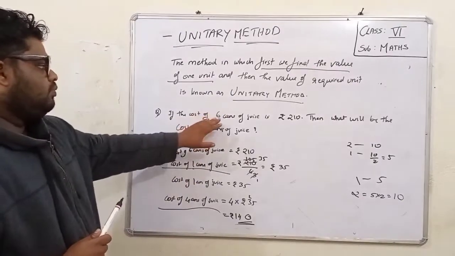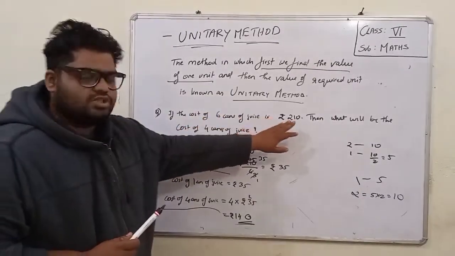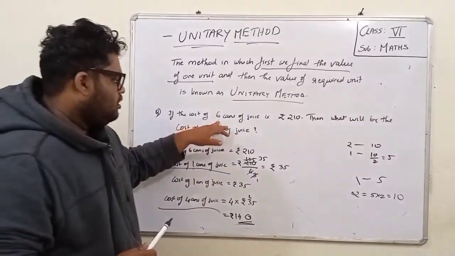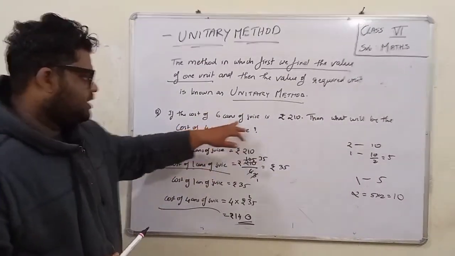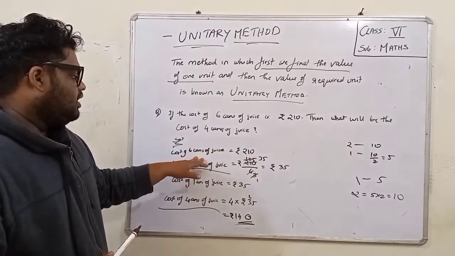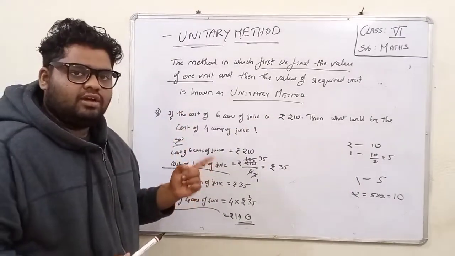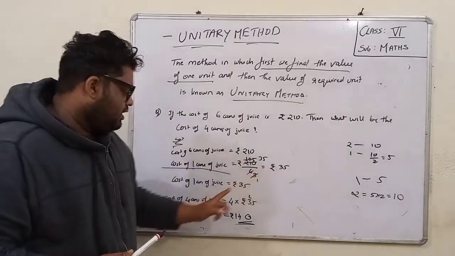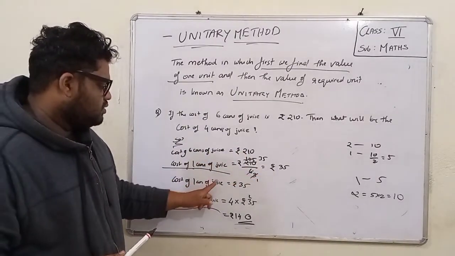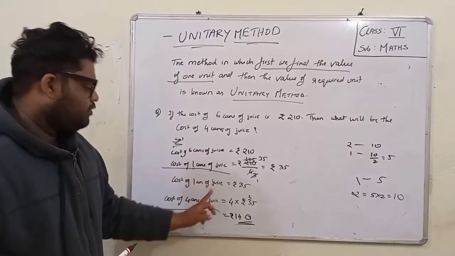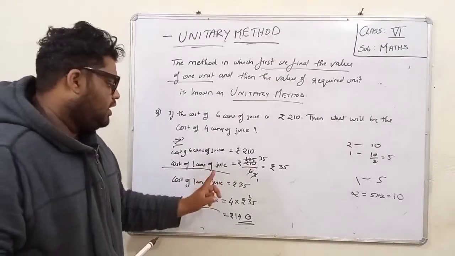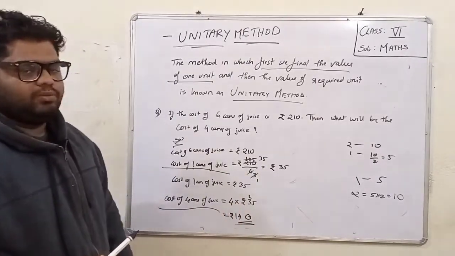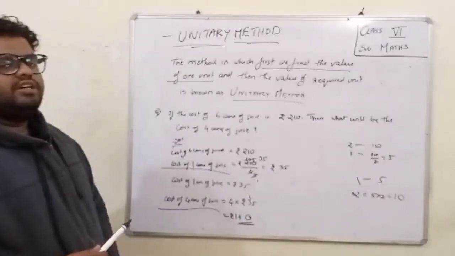Here, we know 6 cans cost 210 rupees and we have to find the cost of 4 cans. So first we take 6 cans equal to 210 rupees. Now, how do we find the cost of 1 can? By dividing 210 by 6, we get 35. So one can of juice costs 35 rupees. Then to find the cost of 4 cans, we simply multiply 35 by 4, and we get 140 rupees. So the cost of 4 cans is 140 rupees.